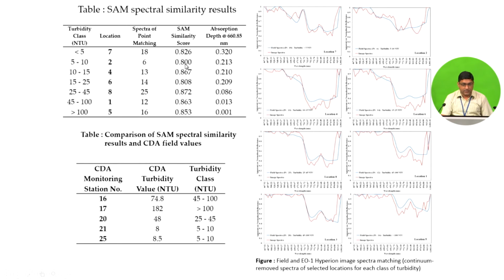So in our study we have found that the SAM similarity score is around 0.8. It is always more than 0.8. And if you see, with the increase in the turbidity, the absorption at 616 nanometer is decreasing. It means absorption is decreasing, reflectance is increasing. Using this information, we have classified the image with respect to turbidity.